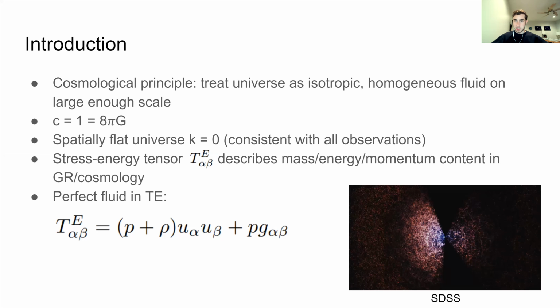So to start off, we use the cosmological principle. So we consider the universe an isotropic fluid on a big enough scale. We set these constants to be 1, and we said the universe is spatially flat, which is what we observe. Basically, the mass, energy, momentum, all that kind of stuff is contained in the stress energy tensor T here in GR and cosmology. And so for a perfect fluid in equilibrium, here's the form. P is pressure, rho is density, U is the flow velocity, and then g is the space-time metric.